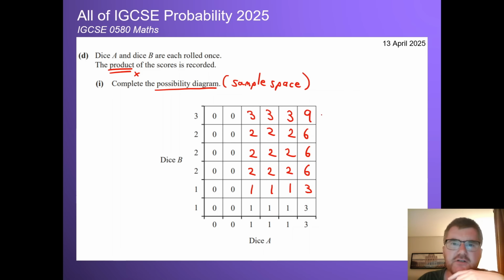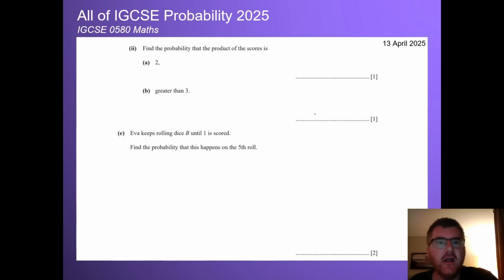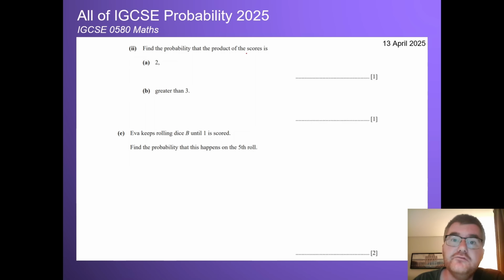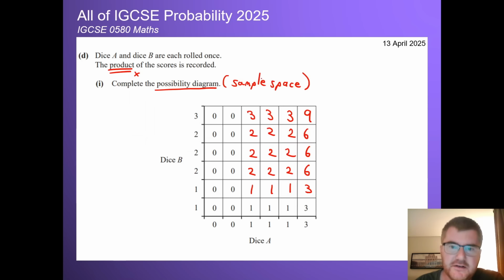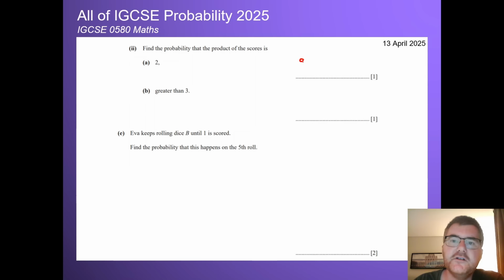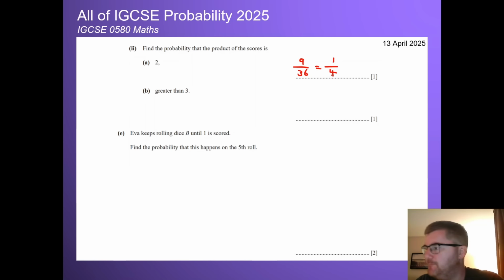Okay, 2-mark question. They don't often put these possibility space diagrams, but they have done. It's not as if it's never appeared. Okay, and now find the probability that the product of the scores is a 2. So how many 2s do we have? Well, it's this part here. So we have 9 2s out of 36 in total. So 9 over 36, which of course we can simplify to 1 over 4.